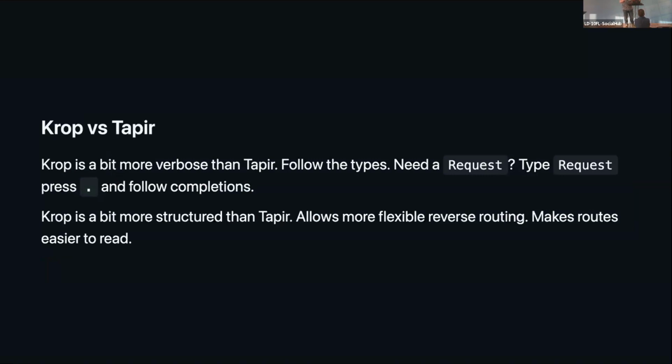And then you'll see that it needs a path. You can type path, you can press dot, and you get completion to follow those. So it makes the code a bit more verbose, but I believe it makes it easier to write and perhaps easier to read as well. So overall, I feel like crop is a little bit more structured than Tapir. One of the other differences is the way that we store these type parameters, that have separate type parameters for just the path and query, and then everything, and the structure with which we construct them, which allows for more flexible reverse routing. All right.